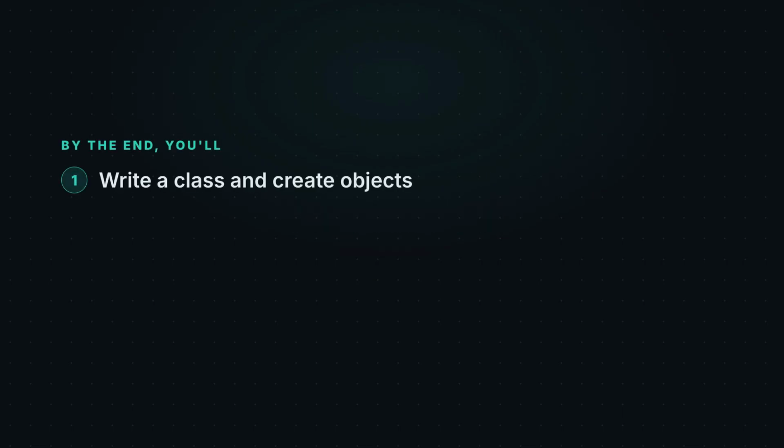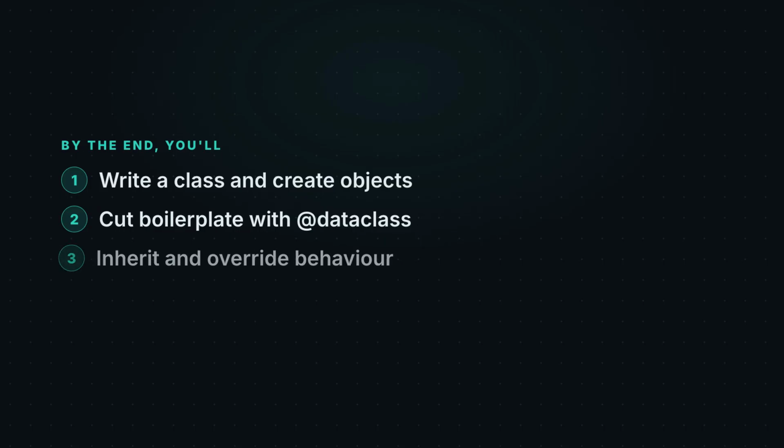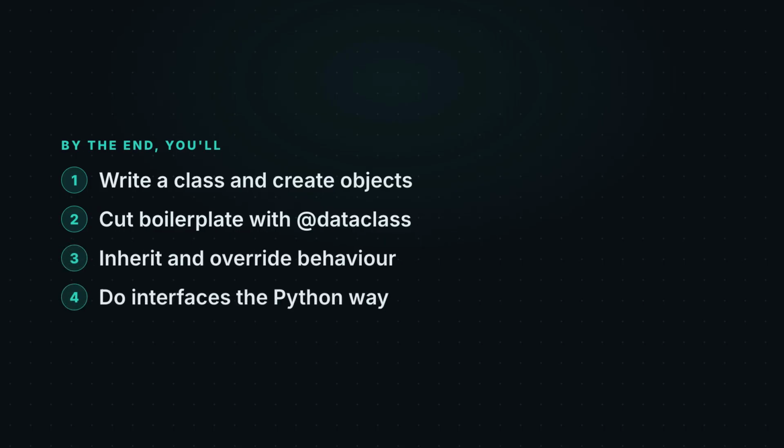4 steps today. You'll write a class and create objects from it. You'll cut boilerplate with a data class. You'll have one class inherit from another and change its behavior. And you'll see how Python does interfaces without any special keyword.